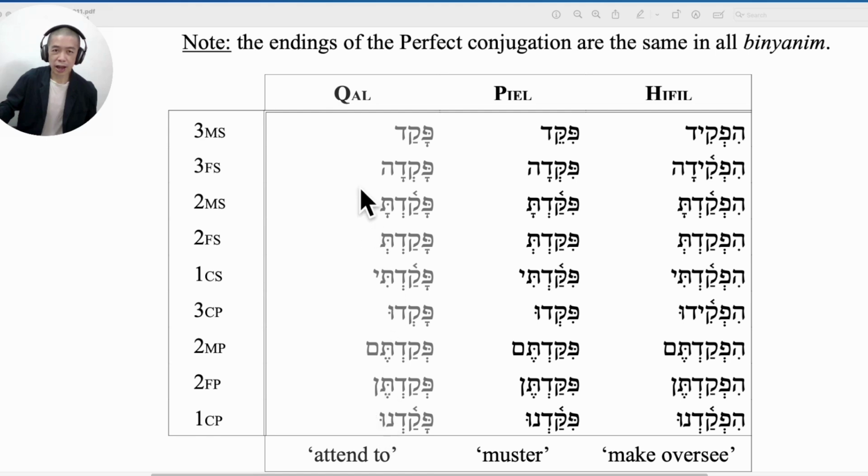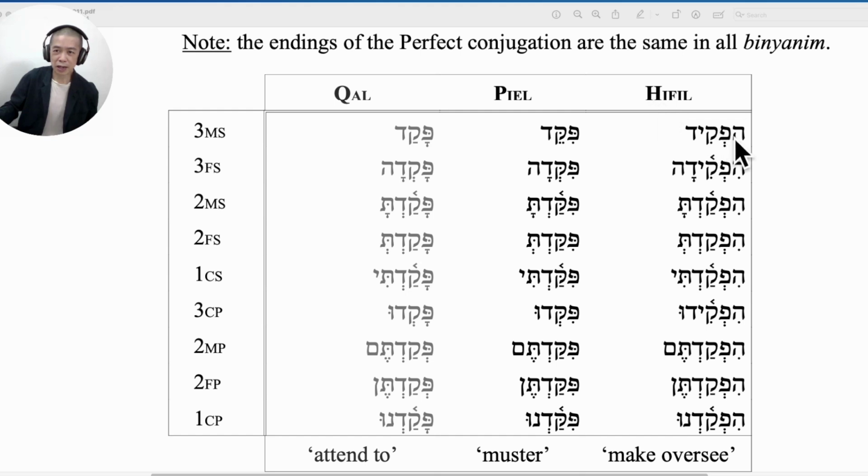So in the Qal binyan, all these forms mean in English attend to. In the Piel binyan, it means master, which is a more intensive form of the Qal binyan. So Piel is a more intensive form of Qal, and Hifil is a causative form of the binyan.